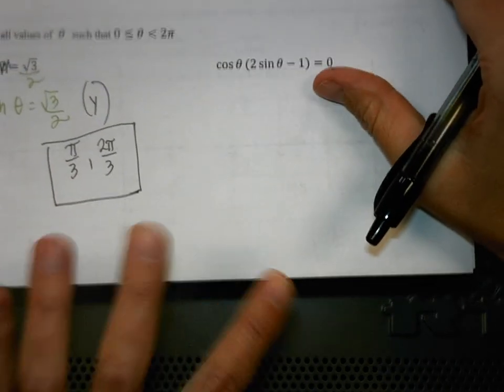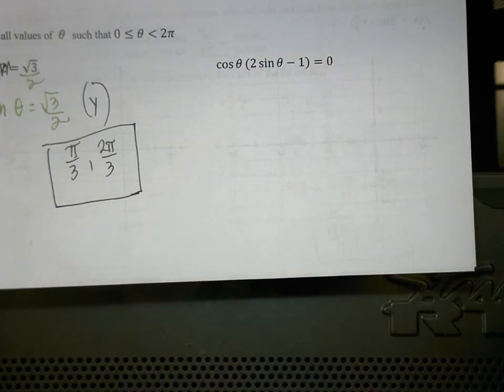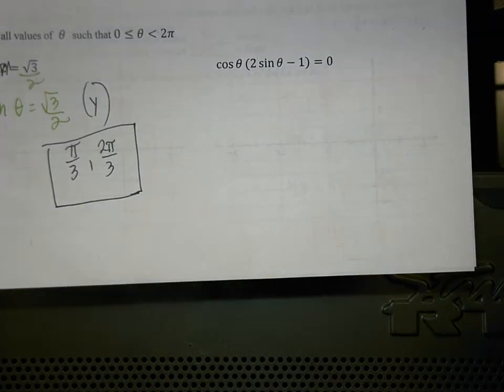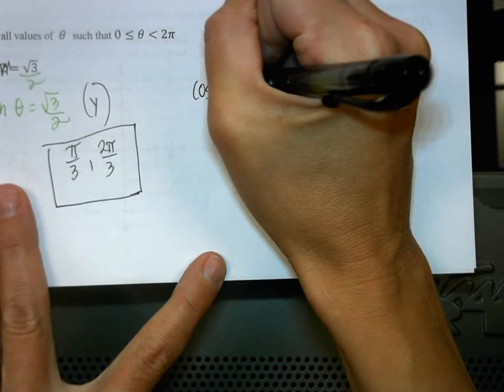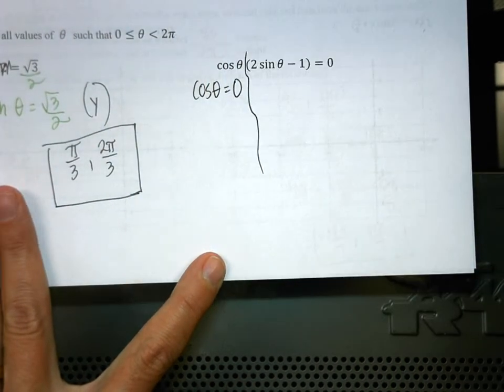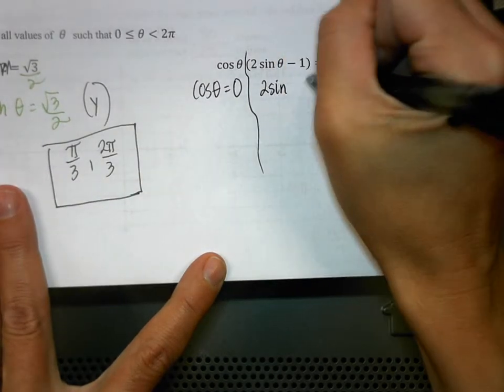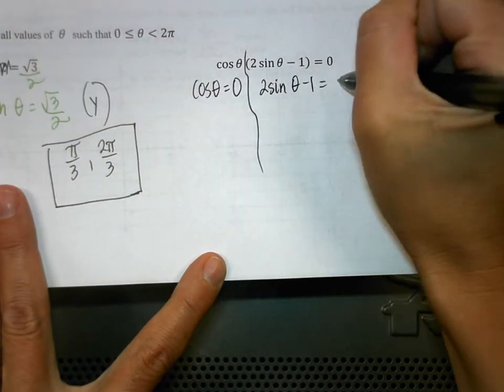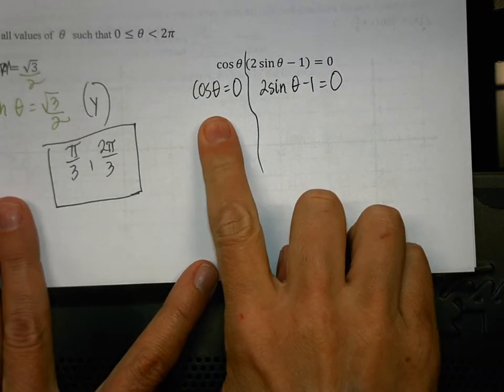This has already been factored for you. So this is where you're going to have two different equations for the same problem. So here, this is going to be cosine of theta equals 0. And then we have 2 sine of theta minus 1 equals 0. Okay? This has already been solved.